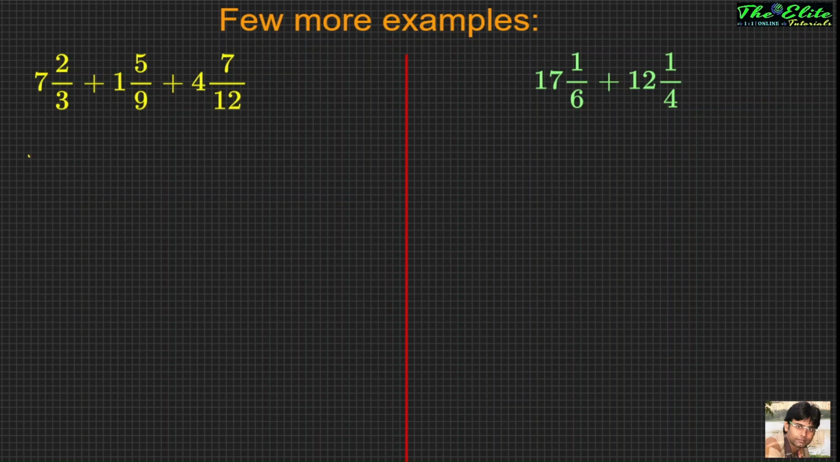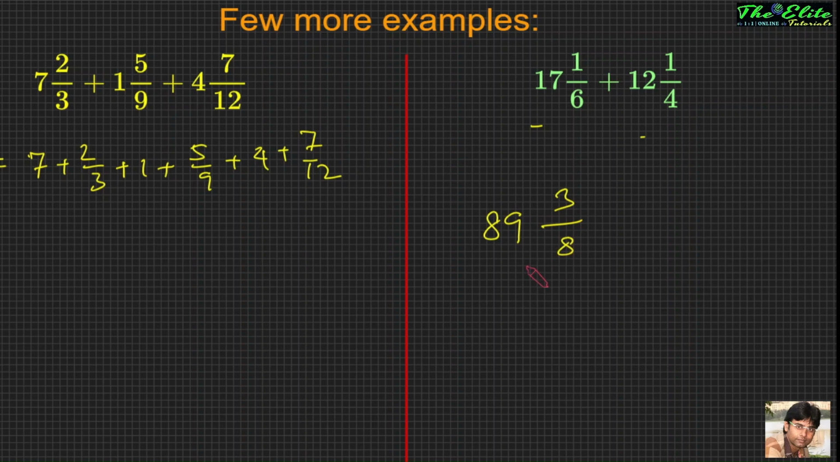Otherwise, you will be doing like 7 plus 2 by 3 plus 1 plus 5 by 9 plus 4 plus 7 by 12. First of all, you will do this way if you use method number 2. Method number 2 is useful for the addition of mixed fractions when the numbers are big, like 17 whole 1 by 6, 12 whole 1 by 4. You can have numbers like 89 whole 3 by 8 kind of stuff.